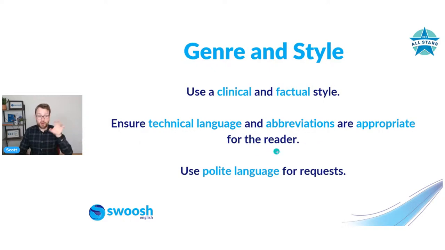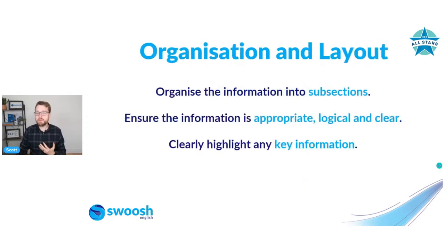We need to identify who we are writing to. If we are a doctor writing to another doctor, then it might be okay to include some medical jargon that the layperson wouldn't understand, because doctors will understand that. But if we're writing to someone who may be a social worker, for example, then we must take a more layman understanding style. So remove the technical language and the abbreviations and present it in a way that the average person can understand. We also must learn how to use polite language for requests. So how can we request things in a polite and non-direct way? Then we have organization and layout. So how do we organize the information into appropriate subsections?